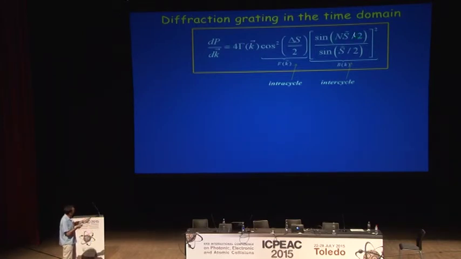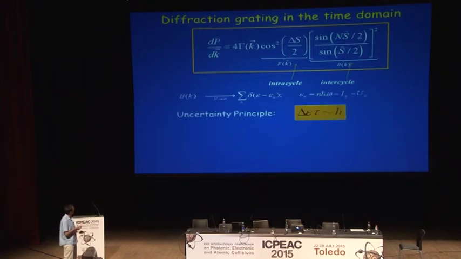So let me mention this factor first, that I call B. When the number of cycles goes to infinity, this factor transforms to a sequence of delta functions. And the positions of these delta functions is given by the conservation of energy for the absorption of multiple photons. The width of each peak, here delta E, and the time duration fulfill the uncertainty principle.